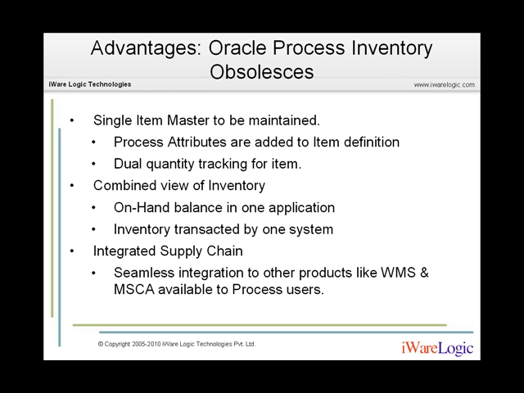And the third advantage which we are availing is integrated supply chain. As these OPM functionalities are being enabled in the normal discrete inventory organization, we can have seamless integration of this inventory with supporting products like WMS, that is warehouse management system, MSCA, that is mobile supply chain application, and so on and so forth. We need not have separate integration of OPM inventory with all these kinds of applications. So this is the major benefit which we are availing by doing this exercise of obsoleting OPM inventory.